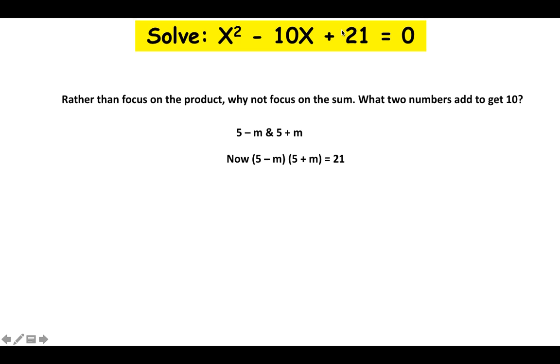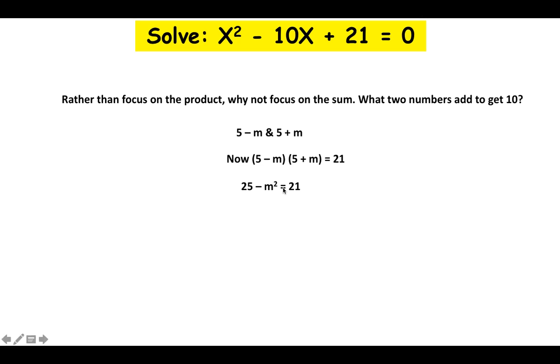So I've not changed how we approach a factoring problem. All I've done is approach it from a different direction. I don't know what my m is, but I know that together this should give me 21. So we're multiplying the two numbers that, if we add them we get 10, but if we multiply them we get 21. I'm going to carry on with my expansion.